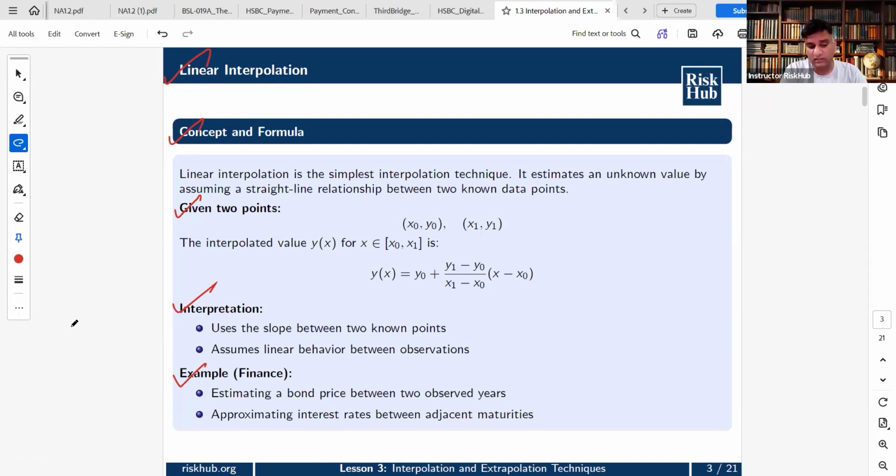What each part means: x0 and x1 are the known x values, such as maturity. y0 and y1 are the known y values, such as yield. (y1 − y0)/(x1 − x0) is the slope between the two points.